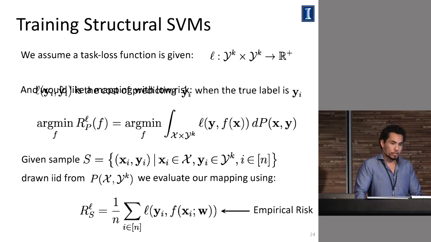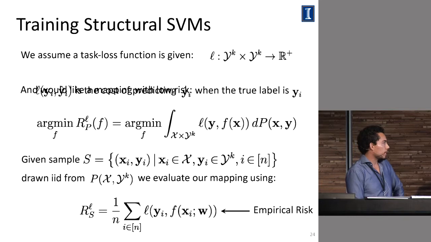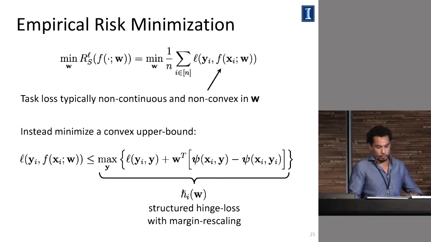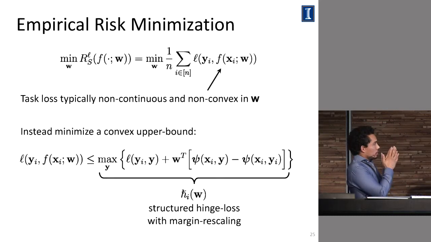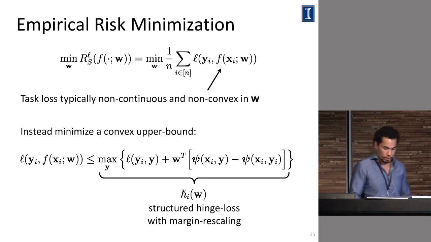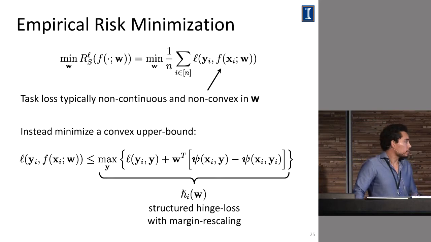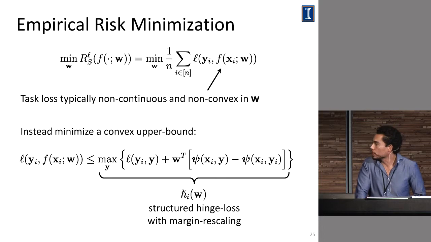And so the idea in training structural SVMs is to minimize the expected risk, which, since we don't have access to P, we use a data sample as a proxy and minimize the empirical risk. So in empirical risk minimization, we want to find this W vector of parameters such that the loss on the data set is minimized. Now, this task loss is normally non-convex in W, and so people use a surrogate loss such as the structured hinge loss with margin rescaling.